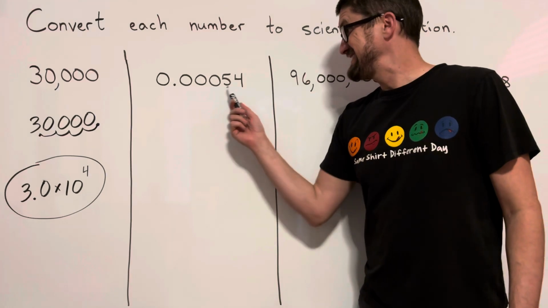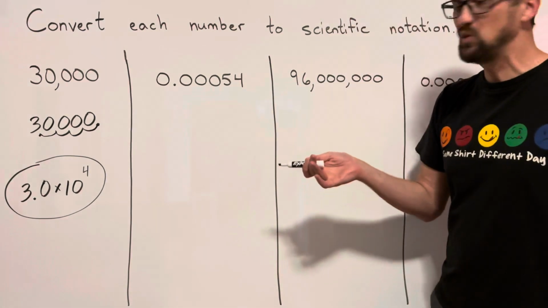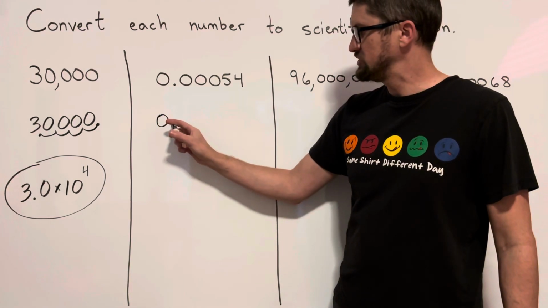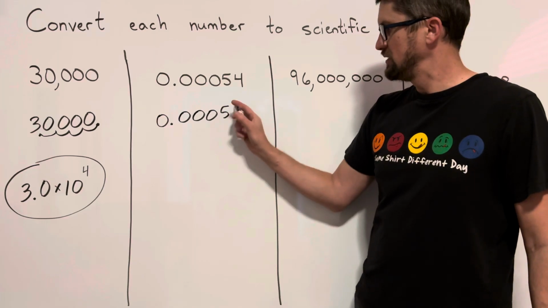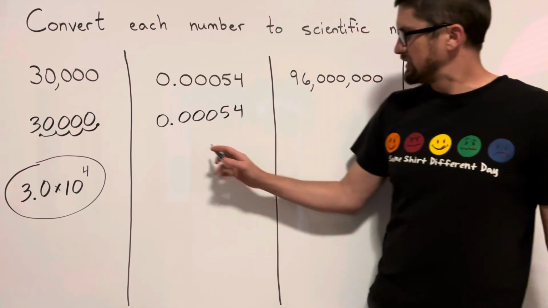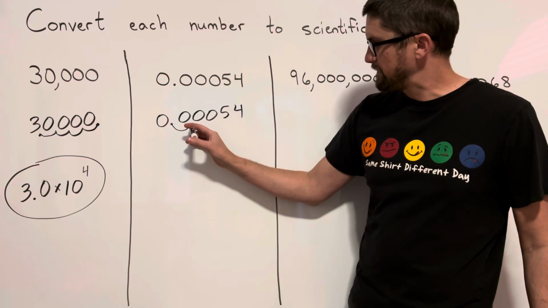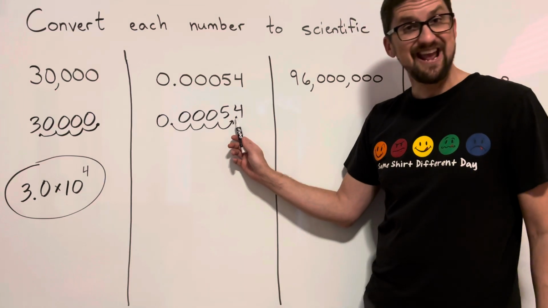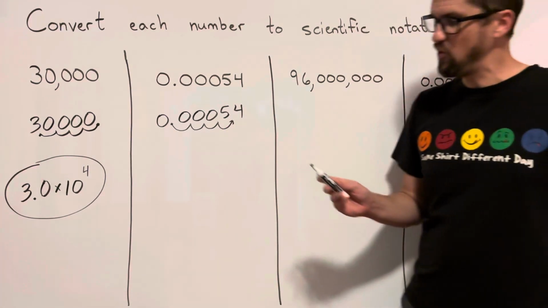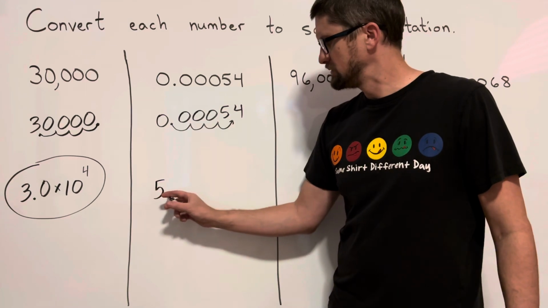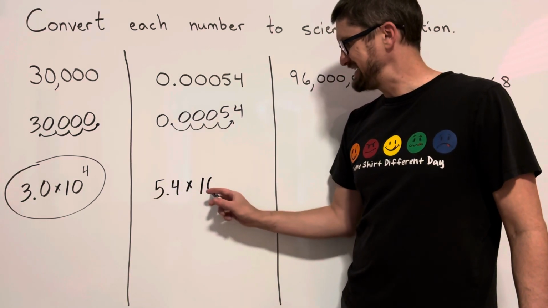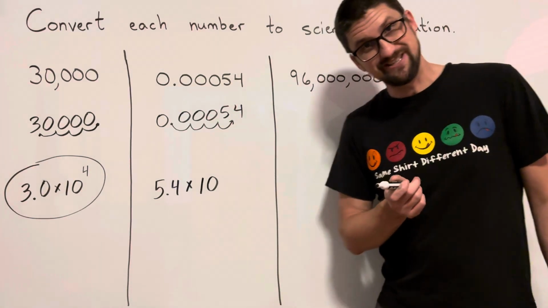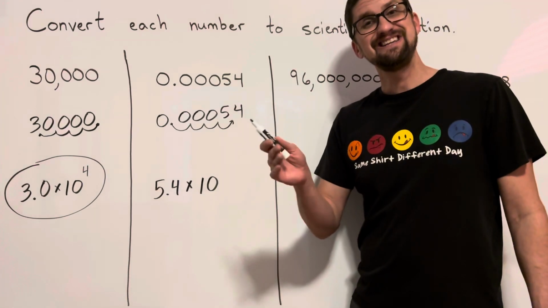Let's look at this one. This is a number that's fairly tiny, between 0 and 1. But you're going to move the decimal place again until you create a number between 1 and 10. So I'm going to move this decimal point right here. That's going to create 5.4. That's going to go out in front. Then you multiply by 10. Now, you moved it 4 spaces again, but it's not going to be positive 4 this time. It's going to be negative 4.